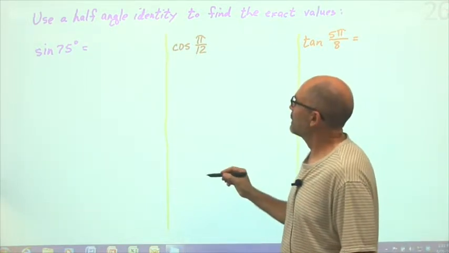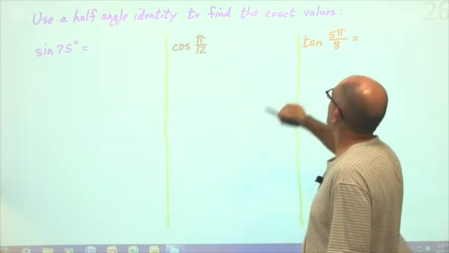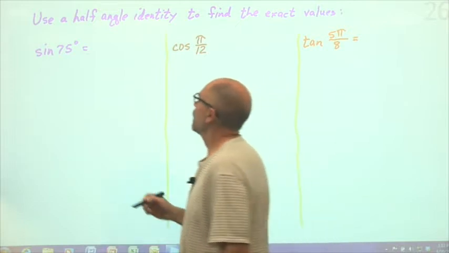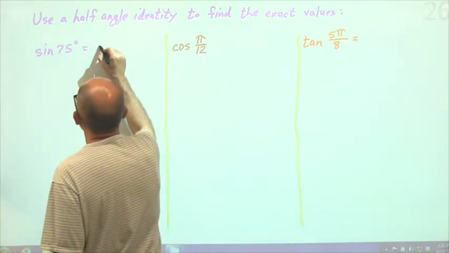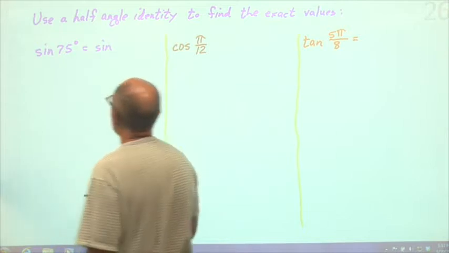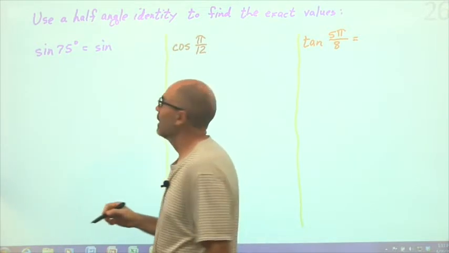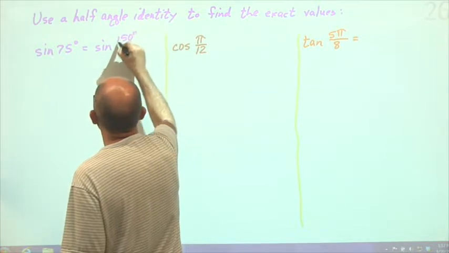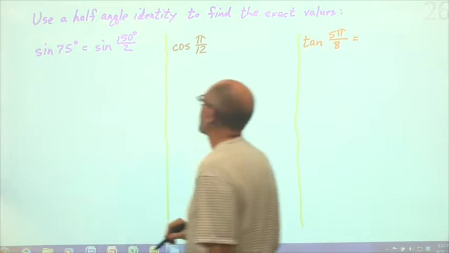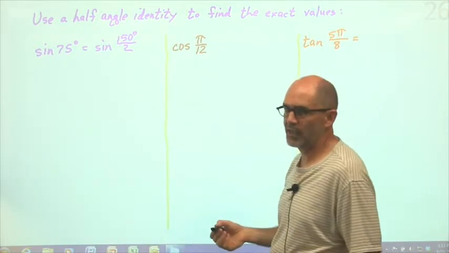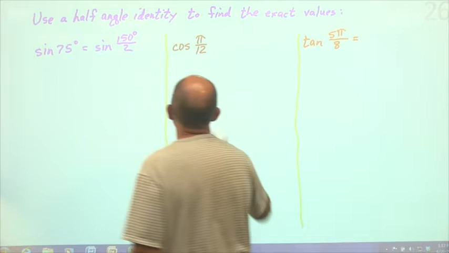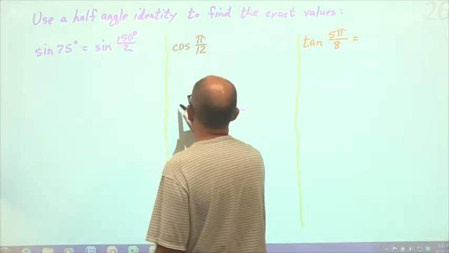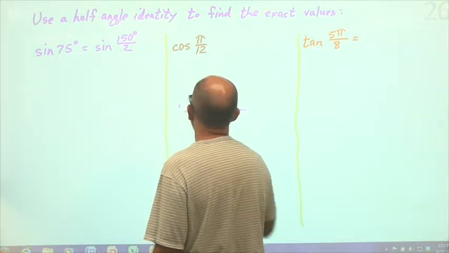Okay, this next exercise, we're going to be using half-angle identities to find the exact values of the angles that we don't know. So, sine of 75, I could use the sum of the angles and make that sine of 45 plus 30. But here's a new technique where I'm making it sine of 150 over 2. Now, the cool thing is I do know what sine of 150 is. Here's 150 degrees, and sine is 1 over 2.